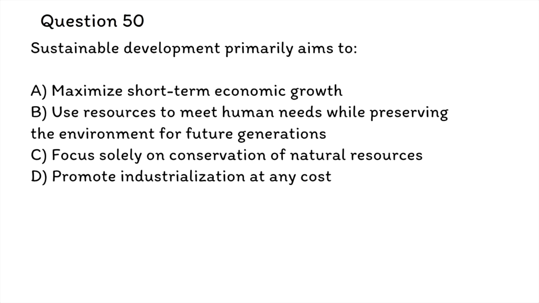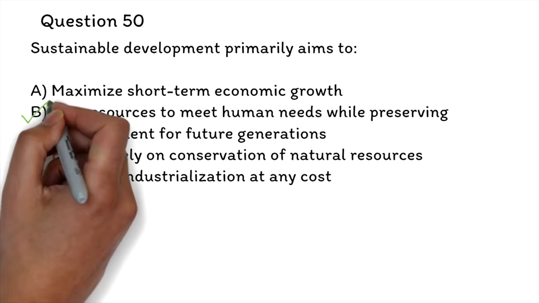Question 50. Sustainable development primarily aims to A. Maximize short-term economic growth. B. Use resources to meet human needs while preserving the environment for future generations. C. Focus solely on conservation of natural resources. D. Promote industrialization at any cost. The correct answer is B.